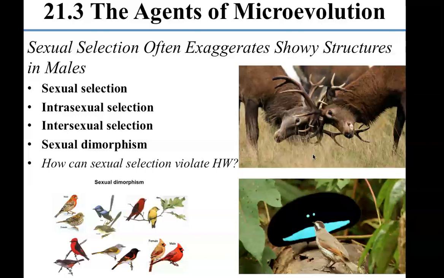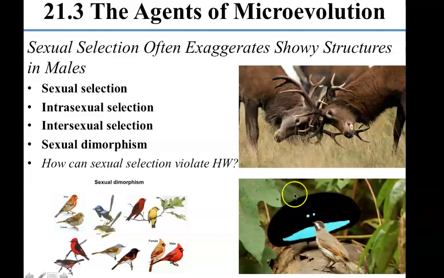So in intrasexual selection, you have selection based on the interactions between members of the same sex. So guess what intersexual selection is? That's right. It's when you have selection based on the interactions between males and females. So in intersexual selection, oftentimes you have males producing structures that maybe don't help them fight other males, but basically just the ladies like those characteristics.